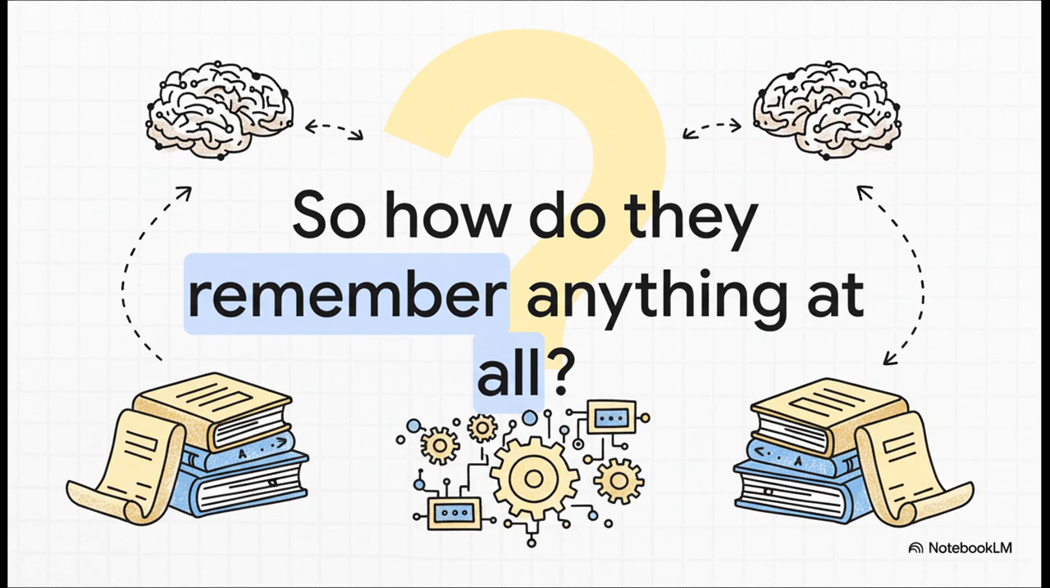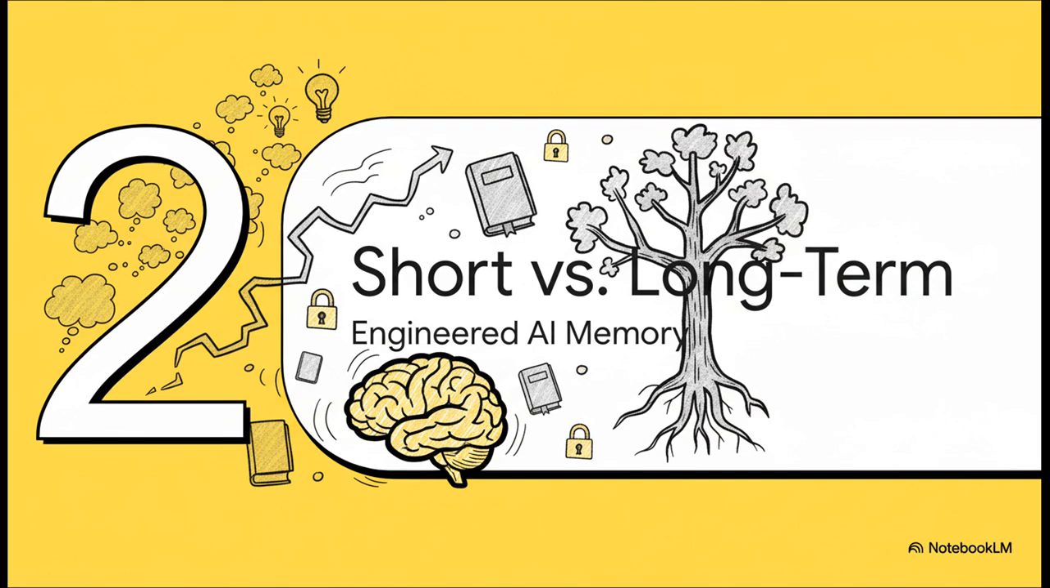Well, the answer is we build a memory for them. And that system engineers build is almost always broken down into two very different parts. You've got a short-term memory for what's happening right now, and you've got a long-term memory for, well, everything else. Getting the difference between these two is the key to unlocking this whole thing.